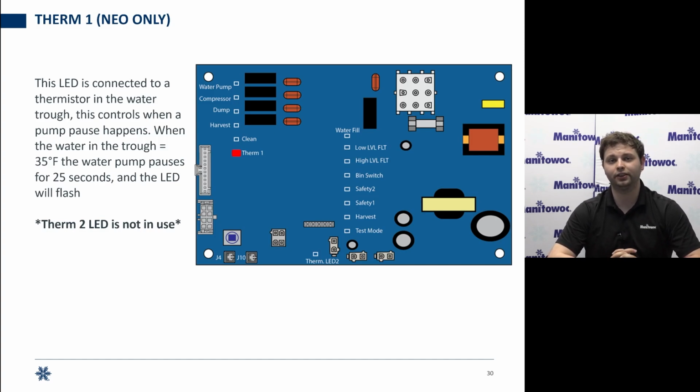Now this thermistor is actually placed inside the water trough, and what it does is controls when a pump pause happens. So it'll shut down that pump, stop water from flowing over the evap. What it's going to do is pause that pump for 25 seconds, and it will flash this LED, and then once that 25 seconds is up, that pump pause will stop, and it'll go ahead and continue that freeze cycle. And it's also worth noting there that Therm LED 2 at the very bottom, you may have noticed, that is not used for anything, neither on NEO or Coolair, so you don't have to worry about that LED.